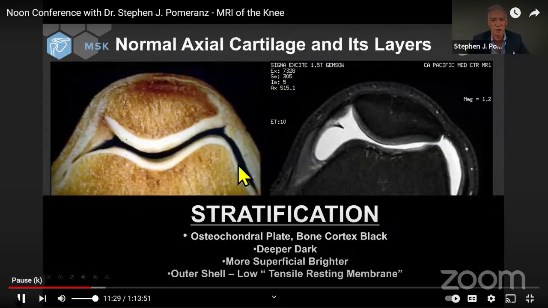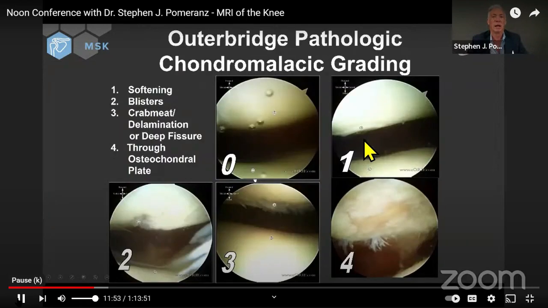Let's look at stratification in real life. This is an anatomic specimen. Here's a real MR: medial facet, odd facet, apex, lateral facet, lateral tubercle. Let's take the apex, for instance, and in the apex, the deeper portion is a little bit darker. The superficial portion is a little bit lighter, and we see the zona splendens, that hypointense area that we referred to earlier, the outer shell that encases the cartilage.